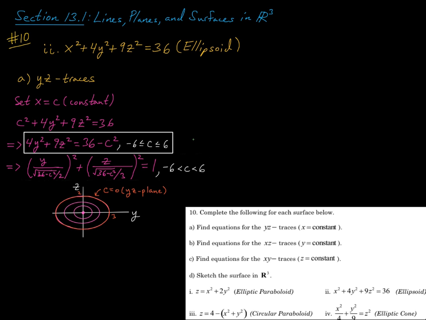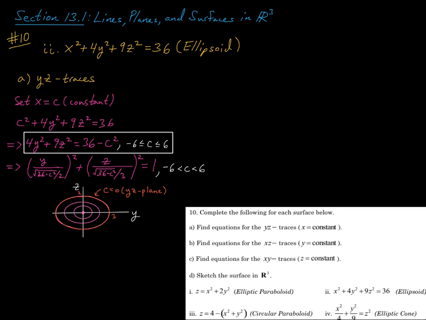All right, so for part A, the y-z traces. This is where we set x equal to a constant. So that gives us the equation c squared plus 4y squared plus 9z squared is equal to 36. And I'm going to go ahead and subtract c squared from both sides. So we get the equation 4y squared plus 9z squared is equal to 36 minus c squared. All right, so noticing here that the expression on the left-hand side is non-negative for all values of y and z, that implies that this right-hand side also has to be non-negative, and that's going to happen precisely when c is greater than or equal to negative 6 and less than or equal to positive 6.